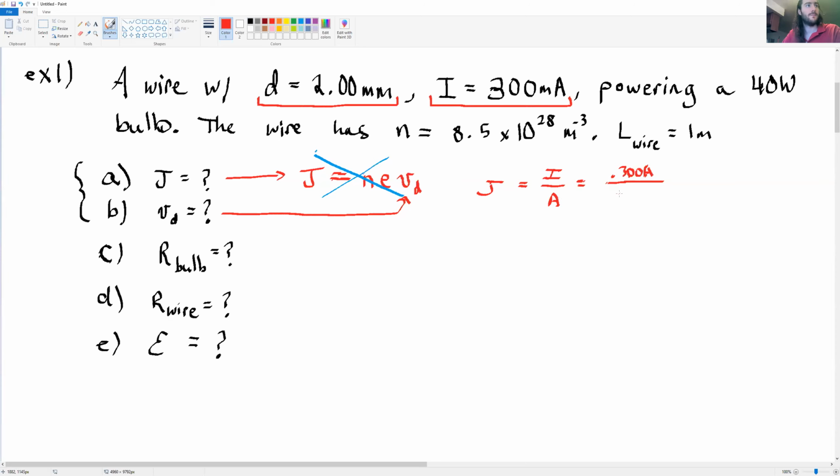So that's milliamps to amps, right? Times 10 to the minus third for milli. Move the decimal place over to the left 3 times. And then we're given the diameter of the wire, 2 millimeters. It's a pretty thick wire, to be honest.